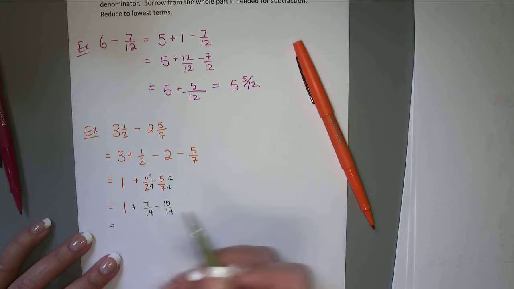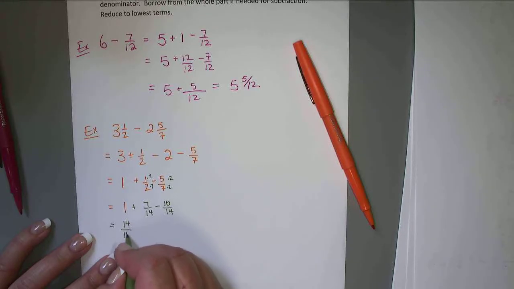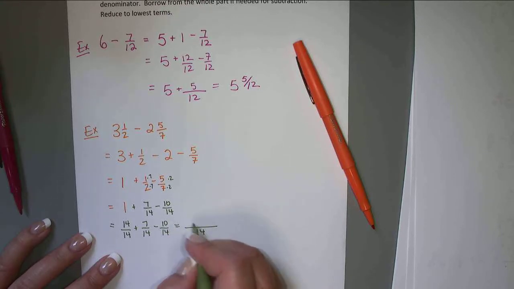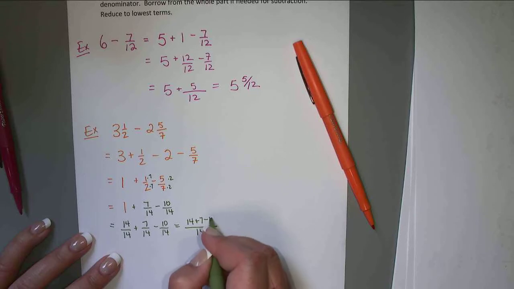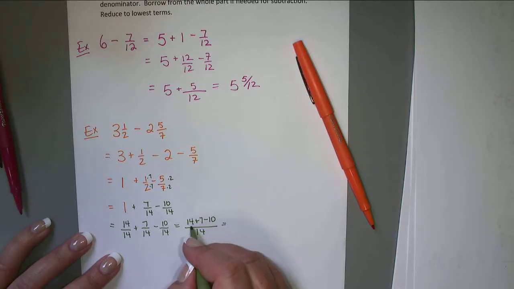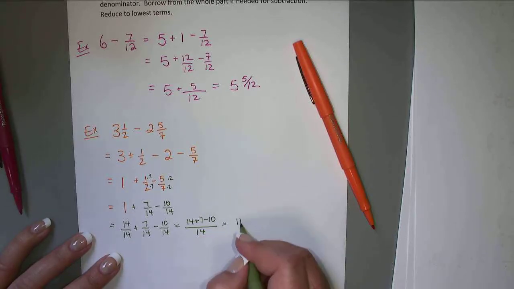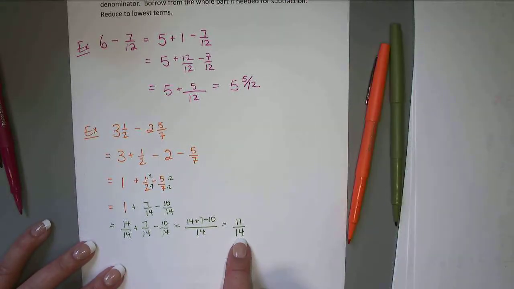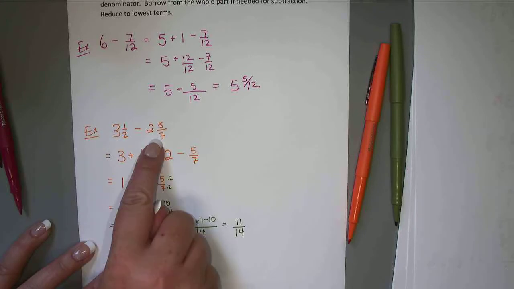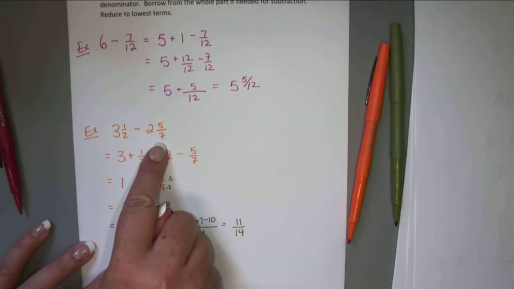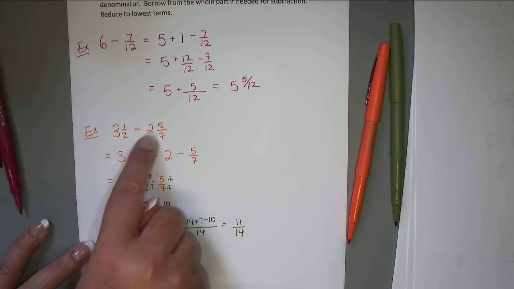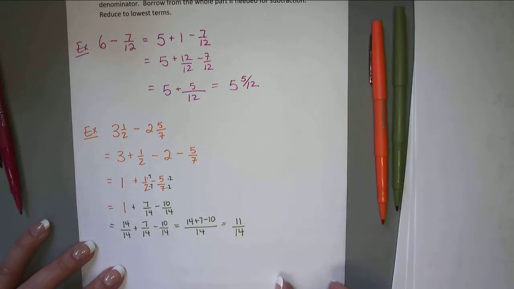So there's nothing really to borrow, it's already 1. So we'll just do a common denominator, or write everything over 14. So now we have 14 plus 7 minus 10, which is 11/14, and that would be the answer. And it makes sense that this number is less than 1. We had 3.5 minus 2 and something that's bigger than 1/2. So we're subtracting the 2 and we're subtracting more than 1/2. So there would be something that's less than 1 left.